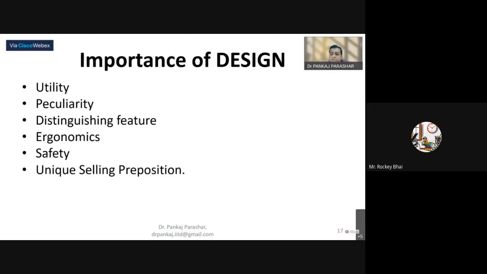Then unique selling proposition. Every item in the market has to look different. The companies spend billions and billions of dollars to look different. Every car that is designed is different. Every automobile that is designed looks different. Every product, from a hair oil bottle to a toothpaste tube, everything tries to look different in the market. Even people try to look different in the market.